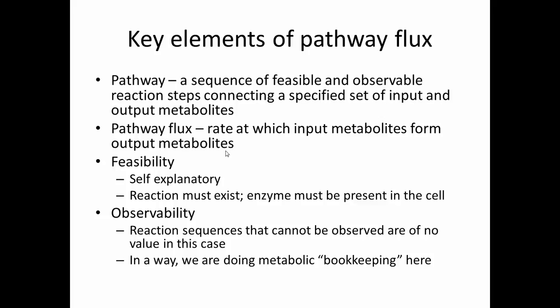And so there are key elements of understanding pathway flux. There are key elements of pathway flux in general. So, first, let's define a pathway. What is a pathway? A pathway is a sequence of feasible and observable reaction steps that connect a specified set of input and output metabolites. It's what we've just been talking about, our A to B, or our A to C, or A to D, those types of things. Those are pathways. And the flux, the pathway flux, is the rate at which input metabolites form output metabolites.